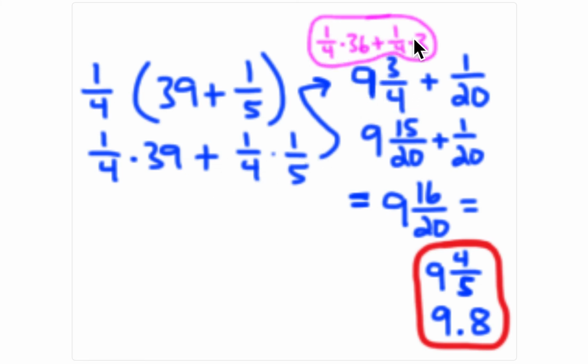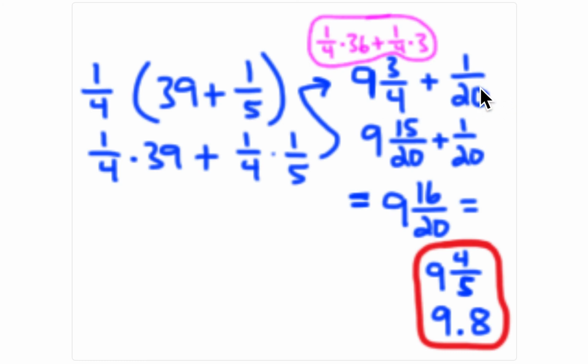So you might look at that several times, think about it. And what you have left over then is 1/4 times 1/5. So this 1/4 times 39 is 9 3/4, and this 1/4 times this 1/5 is 1/20. Now this is the distributive property, using the distributive property to figure out 1/4 times 39 and 1/5.